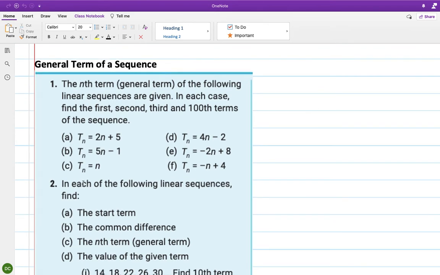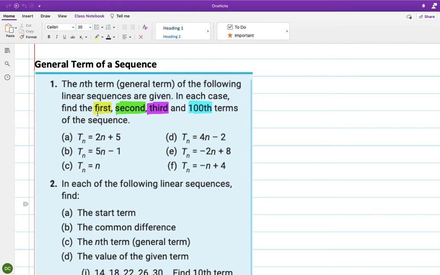Okay, so here are a couple of questions. The nth term or the general term of the following linear sequences are given. There's an nth term, 2n plus 5. There's another one, 5n minus 1. In each case, they want you to find the first term, so that's when n is 1. We want to find the second term, which is turning n into a 2, the third term, which is turning n into a 3, and the 100th term, which is turning n into 100.